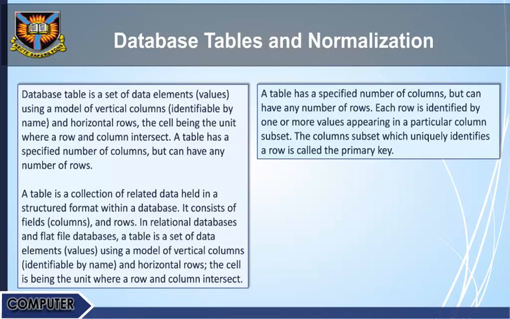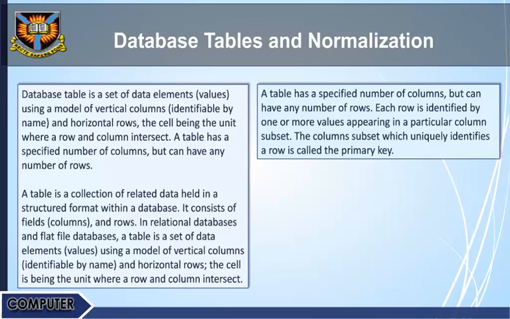Database tables and normalization. A database table is a set of data elements, values, using a model of vertical columns, identifiable by name, and horizontal rows, the cell being the unit where a row and column intersect. A table has a specified number of columns but can have any number of rows. A table is a collection of related data held in a structured format within a database. It consists of fields, columns, and rows.